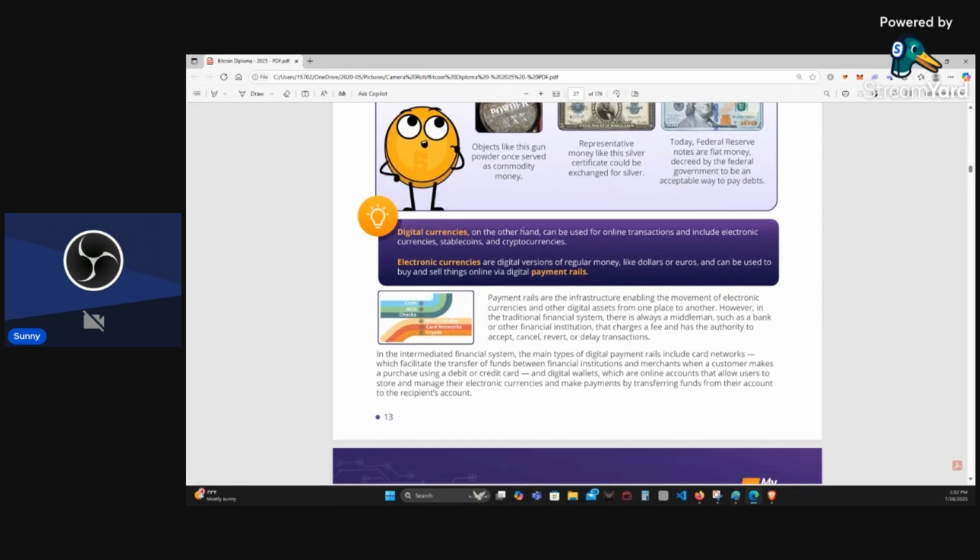Digital currencies, on the other hand, can be used for online transactions and include electronic currencies such as stable coins or cryptocurrencies. So that's digital currencies. Oh, I'm sorry.